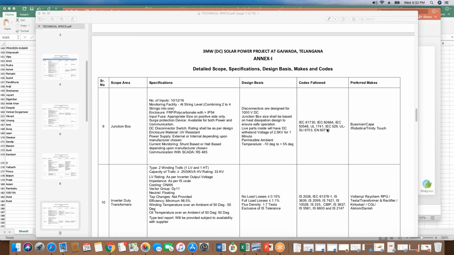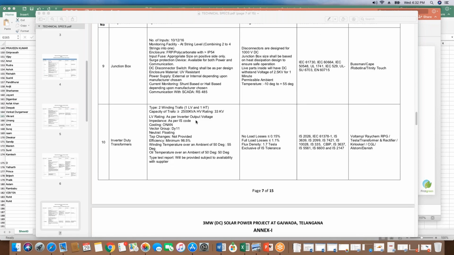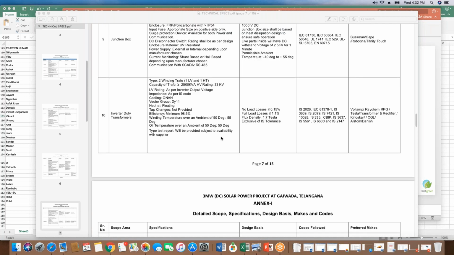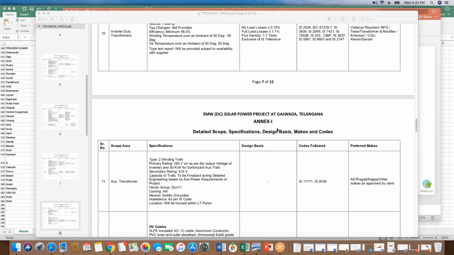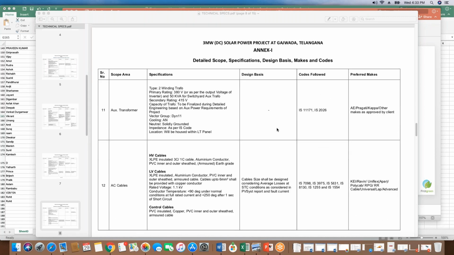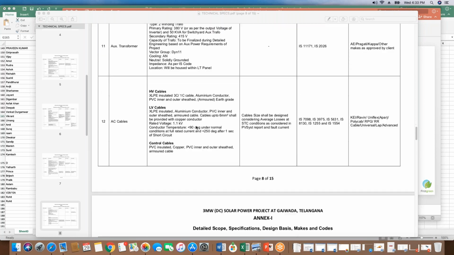The junction box parameters, then what type of transformer you need in your plant, that is also defined. The losses in the transformer should also be defined, like your full load losses in this case is 1.1% and no load losses are 0.15%. So these are the factors you are defining as a part of your BOQ specifications. You may require an auxiliary transformer for your auxiliary power supply, and for that also you need to define the things. AC cables and their voltage drops need to be specified.